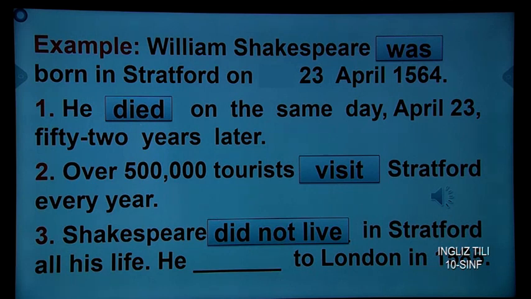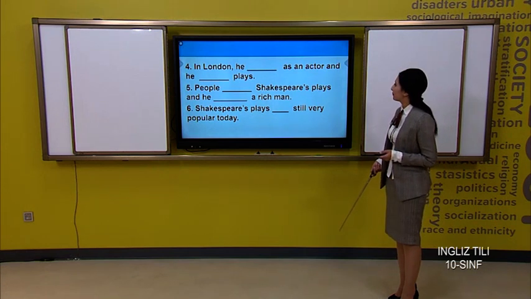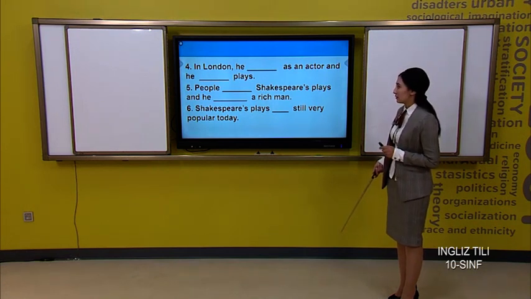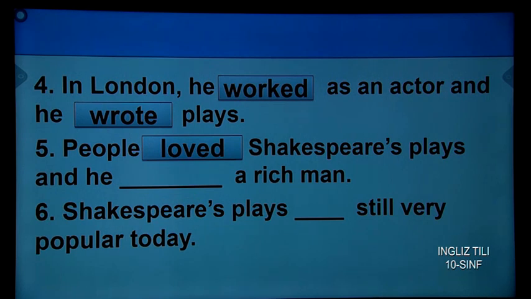It is past simple sentence. He, again, to London in 1585. Moved. The second part, fourth: in London he, as an actor and he, again, plays. He worked as an actor and he wrote plays. The fifth one: people, Shakespeare's plays and he, a rich man. People loved Shakespeare's plays and he became a rich man.